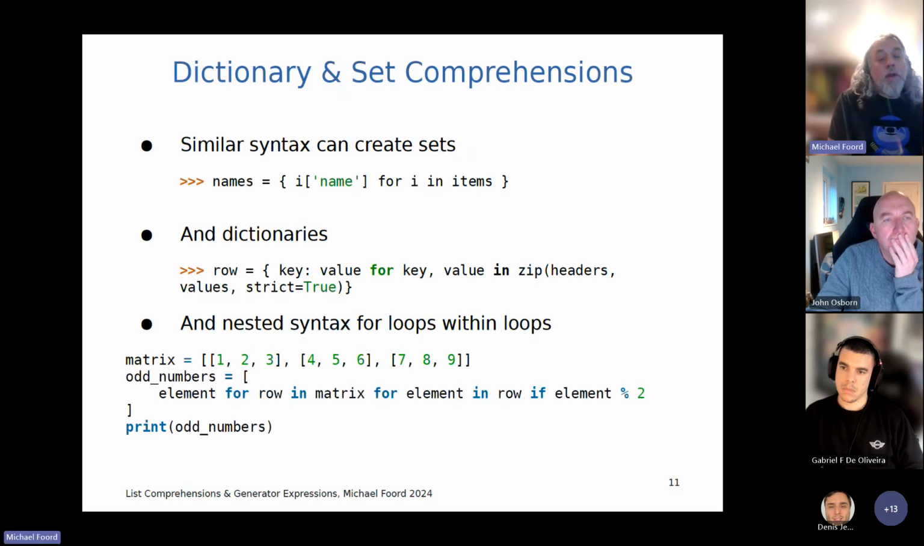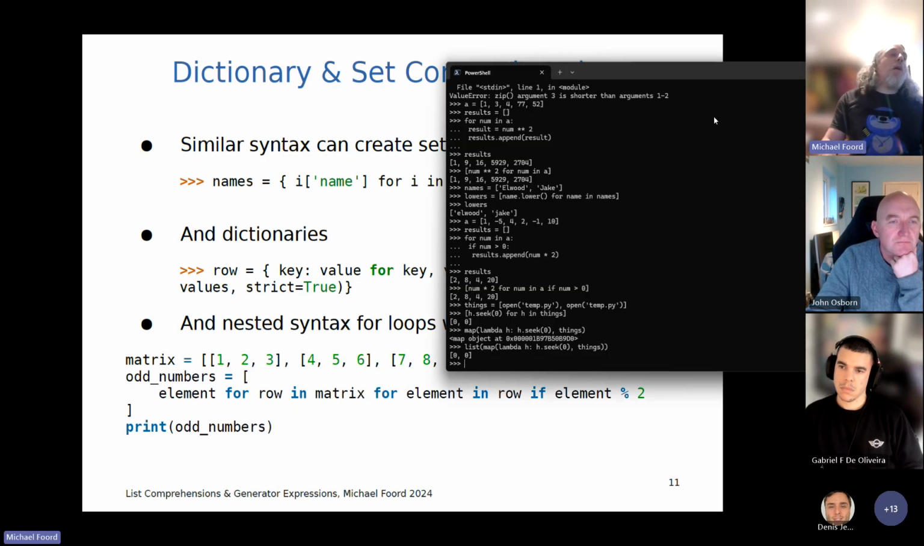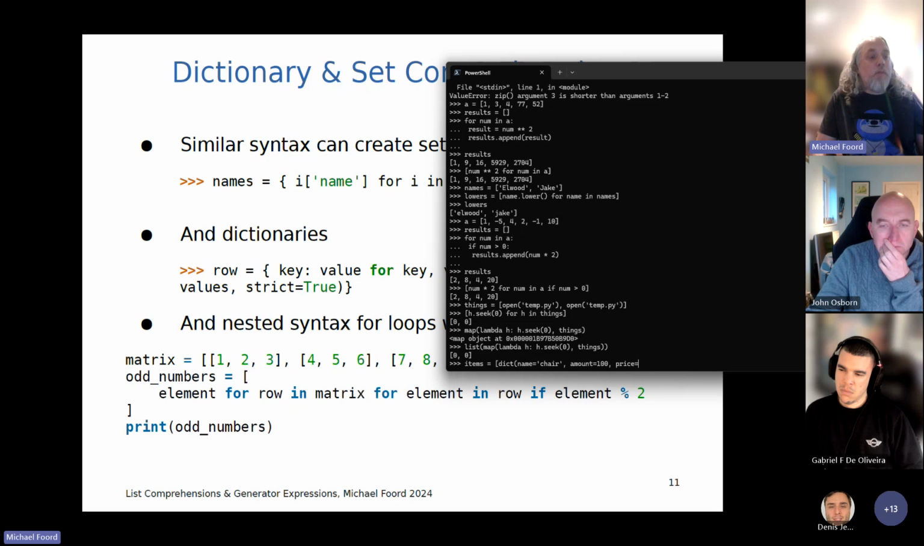Right, so you've just learned list comprehensions. I suspect for many, if not all of you, it wasn't entirely a new concept. The same thing applies for creating sets. There's similar syntax for creating sets and dictionaries. So let's say we've got a dictionary of items. So we've got name equals chair, amount equals 100, price equals 47.59. So that's one item. Let's do another.